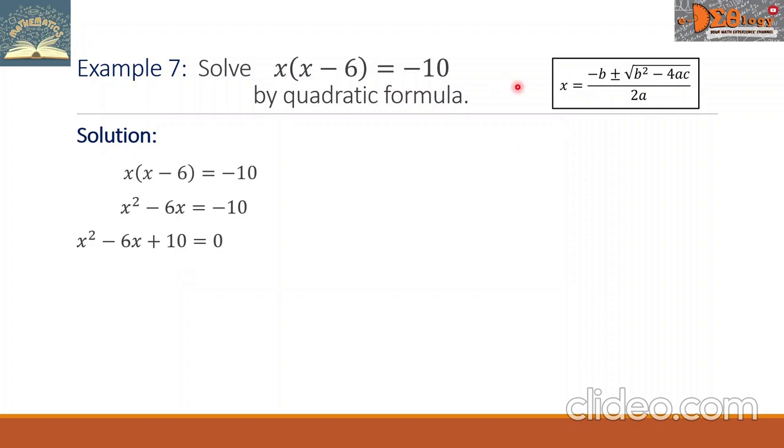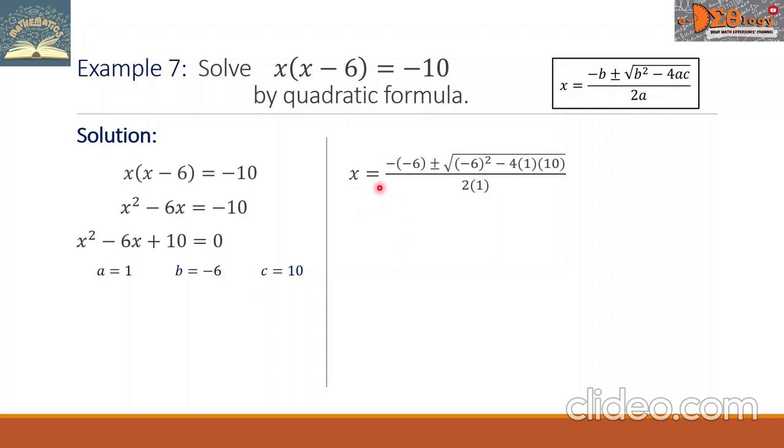This is our formula. Let us now collect the values of a, b, and c. A is the coefficient of x², so that is 1. B is the coefficient of x, we have negative 6. And c is the constant 10. We substitute these values, so we have x equals the negative of negative 6 plus or minus the square root of the square of negative 6 minus 4 times 1 times 10, all over 2 times 1.